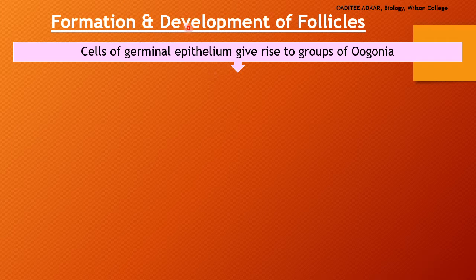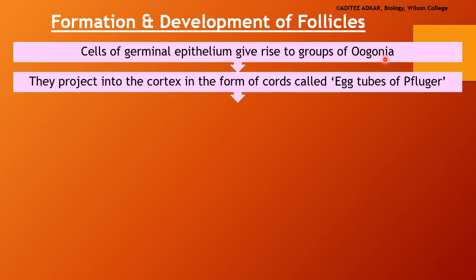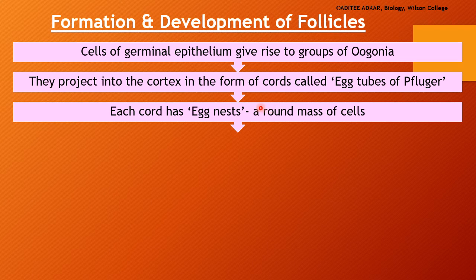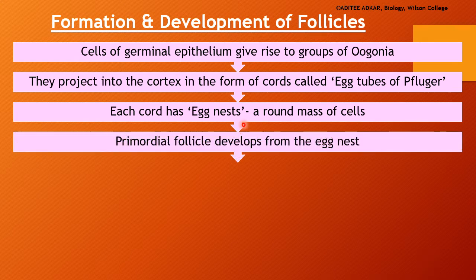Let us understand the formation and development of the different types of ovarian follicles. The germinal epithelium of the cortex in the ovary gives rise to groups of cells called oogonia. Oogonia are the early stage of the female gamete. These groups of oogonia arrange themselves in the cortex region in the form of tubes or cords, which are known as egg tubes of Pflüger. Each egg tube has a round mass of cells known as the egg nest. A primordial follicle develops from the egg nest.